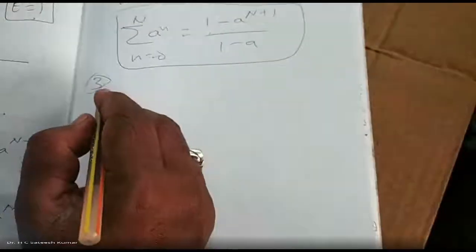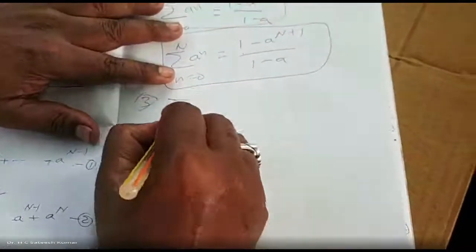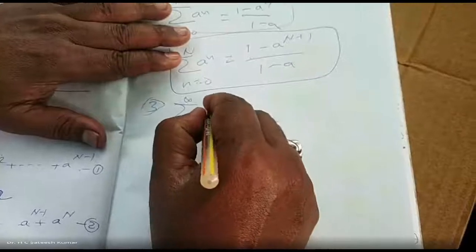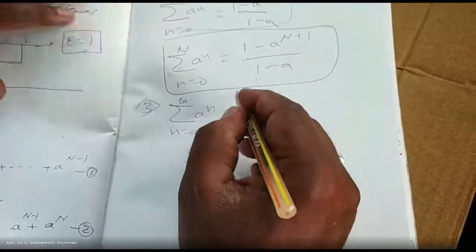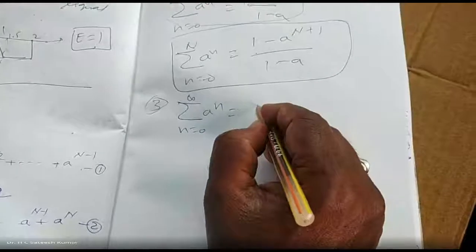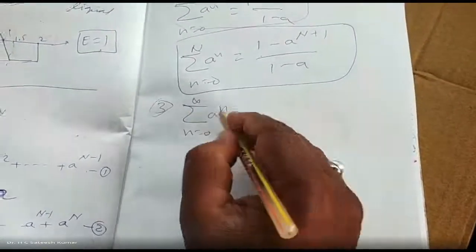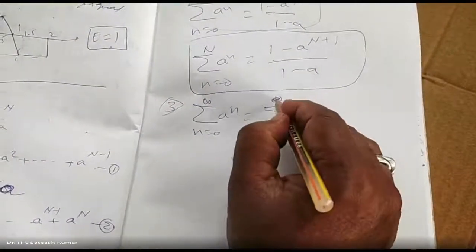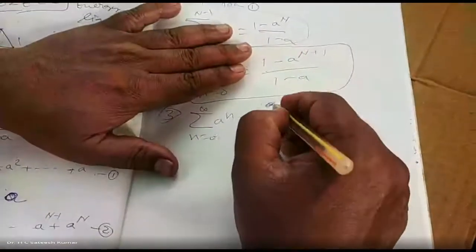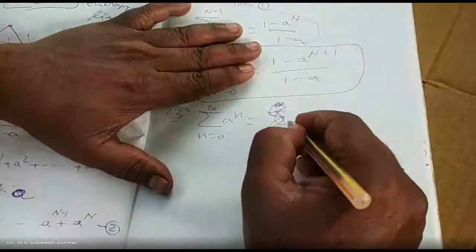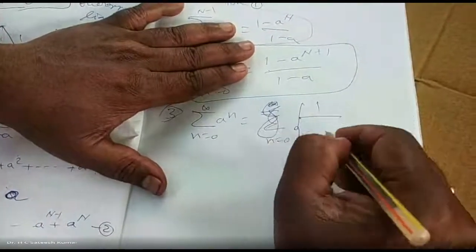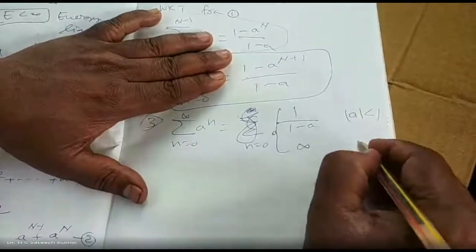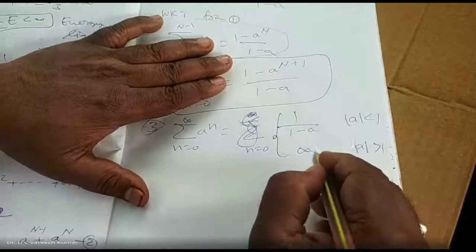Third one. Summation n varies from 0 to infinity a power n. So use the same relation. Summation n varies from 0 to infinity a power n. Its value is equal to 1 divided by 1 minus a for magnitude of a less than 1. It is equal to infinity for magnitude of a greater than 1.